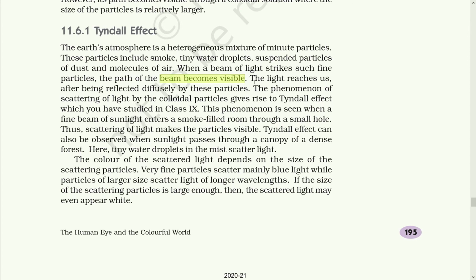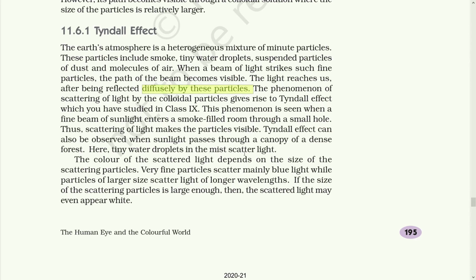The light reaches us after being reflected and diffused by these particles. The phenomenon of scattering of light by colloidal particles gives rise to the Tyndall effect, which you have studied in class 9. This phenomenon is seen when a fine beam of sunlight enters a smoke-filled room through a small hole. Thus, scattering of light makes the particles visible. The Tyndall effect can also be observed when sunlight passes through the canopy of a dense forest. Here, tiny water droplets in the mist scatter light.